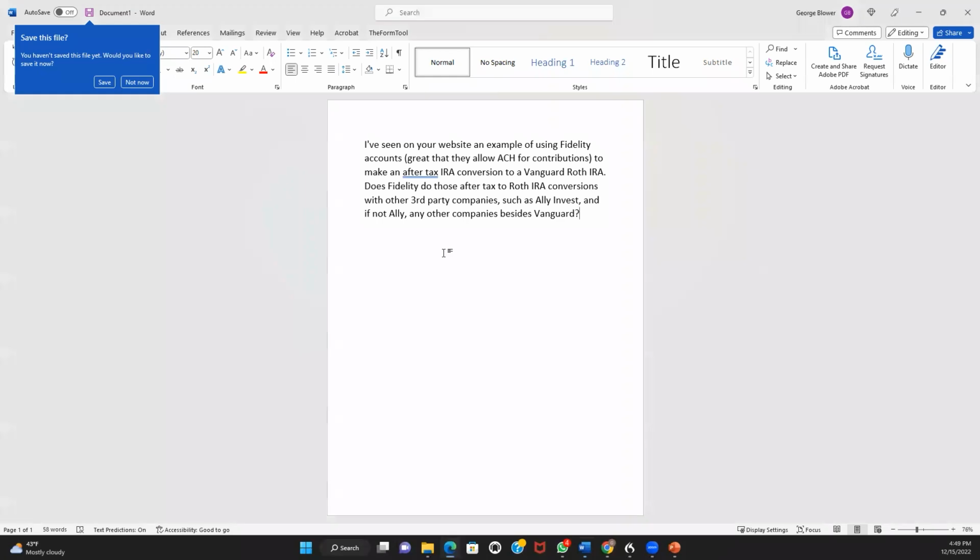I've seen on your website an example of using Fidelity accounts. Great that they allow ACH for contributions to make an after-tax IRA conversion to a Vanguard Roth IRA. Well, it would actually be after-tax solo 401k contribution and then after-tax solo 401k to Roth IRA, not after-tax IRA. That's different, just to be clear. Does Fidelity do those after-tax to Roth IRA conversions with other third-party companies such as Ally Invest, if not Ally?